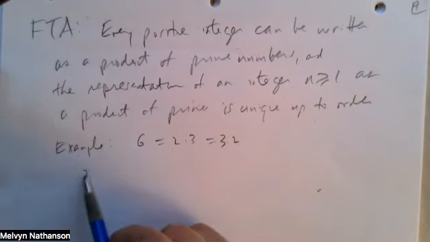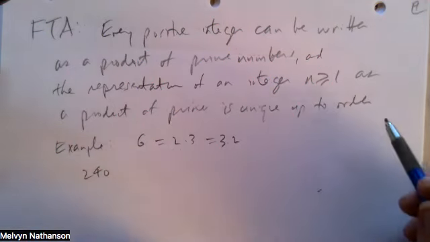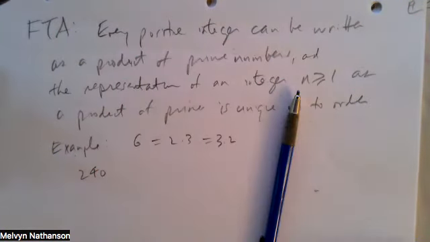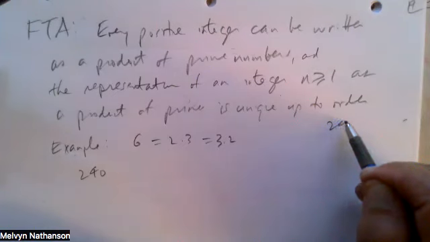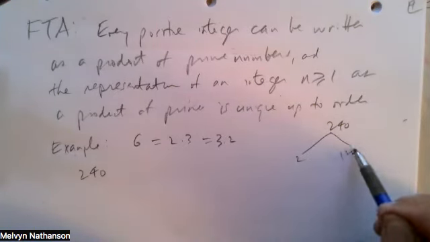If you take a number like 240 and you write that as a product of primes, let's see, how can we do this? Actually, you can do what sometimes they do in elementary school, and they call it a number tree. Let's see, 240, maybe we write that as 2 times 120.